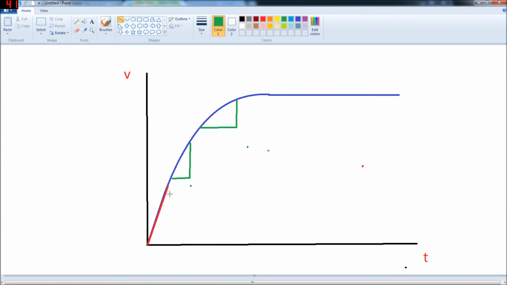So here we've got that the weight is bigger than the air resistance. Here the weight is still bigger than the air resistance, but the air resistance is steadily increasing, leading the net force to be closer to 0. And here the net force is 0. The air resistance is balanced with the weight.